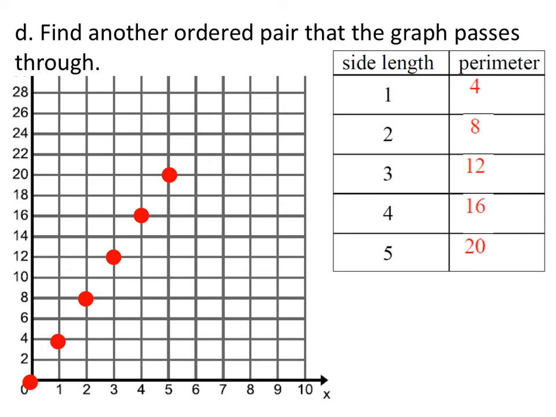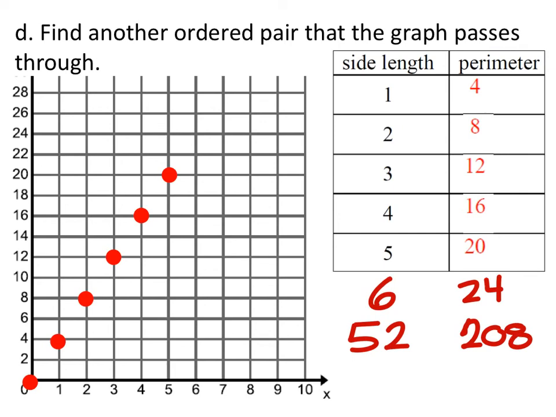Find an ordered pair that the graph passes through. Find another one. Well, we could just say we have a side length of 6, which would give us 24. But we could do something a little bit out of the ordinary and say, well, what if we had a side length of 52? Well, the perimeter would be 4 times that, and that would be 208. Not that it matters, you just get to choose, okay? And using the equation, it's just 4 times whatever the side length is, and that gives us the perimeter.